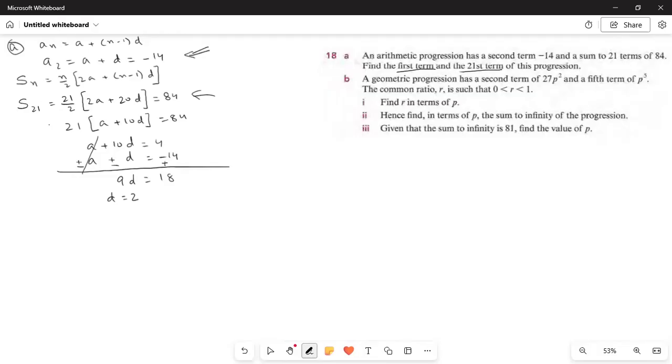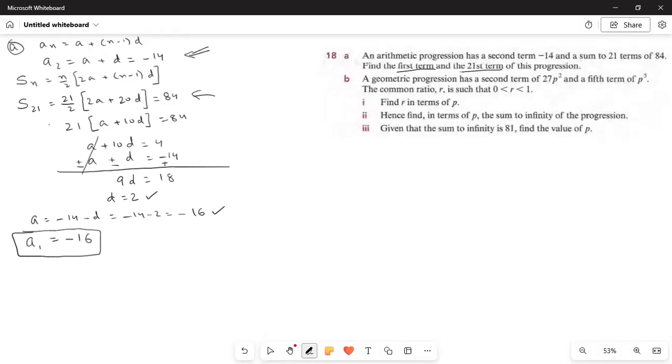Knowing this d, I can find the a. Remember, a is equal to minus 14 minus d. So it is going to be minus 14 minus 2 is minus 16. Okay, so now I know D and I know the A. So I can find any term now. Okay, find the first term. Okay, so this is the first term. A1 is basically minus 16. Okay, this is my first term.